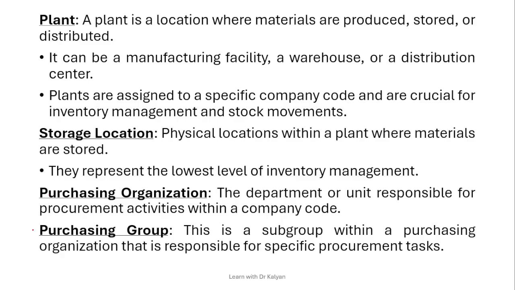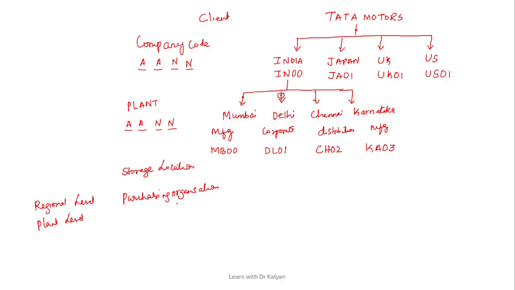Next, purchasing group. These purchasing groups will come under what? Purchasing organization. This purchasing group is a subgroup within the purchasing organization, as I told you, that is responsible for specific procurement tasks. Say for example, under purchasing organization we have purchasing groups, I'll call them AB and CD. There are two different groups present under a purchasing organization.